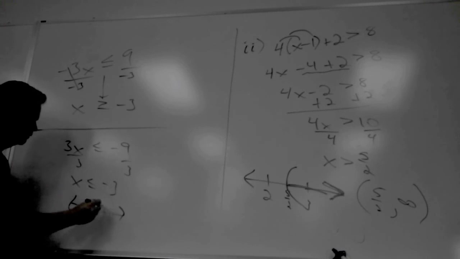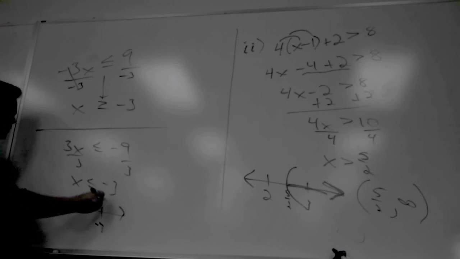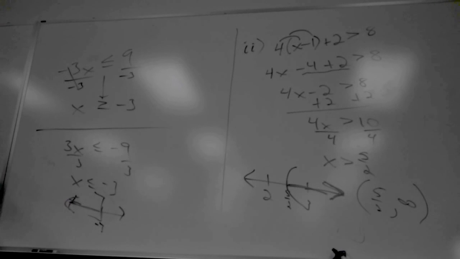Then you can graph it. Negative 3. It's going to go down. Needs a bracket. Bam. You can interval notation it. So that step doesn't change. It's just that sometimes you've got to switch that sign.